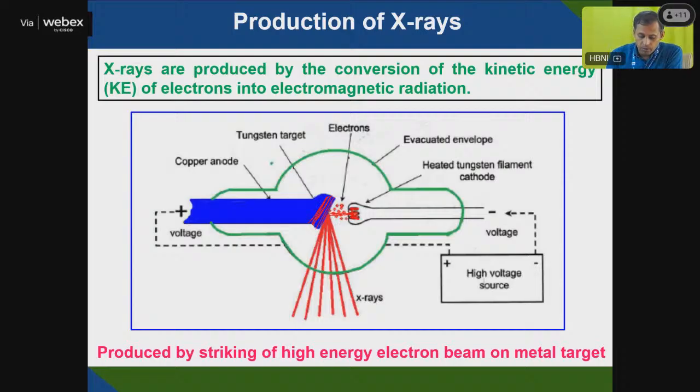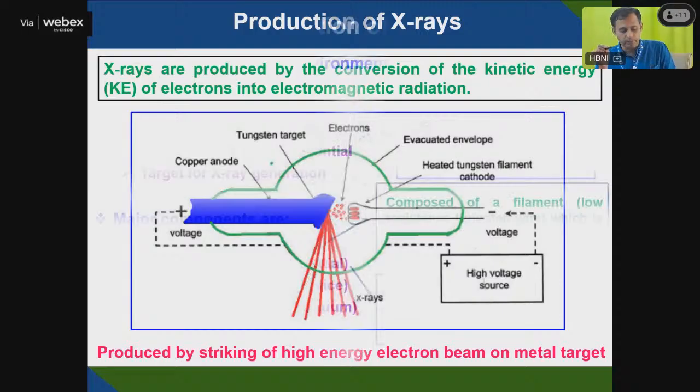So from the copper anode, after the falling of the high energetic electron, some X-rays will come out. So we are able to produce the X-ray, and the whole thing is encapsulated in a high vacuum. It is mainly produced by striking a high energy electron beam on a metal target. Your metal target is your copper. On the copper target, by thermionic emission, you are creating electrons from the tungsten filament, and then that electron is falling on the copper anode to give you X-ray.